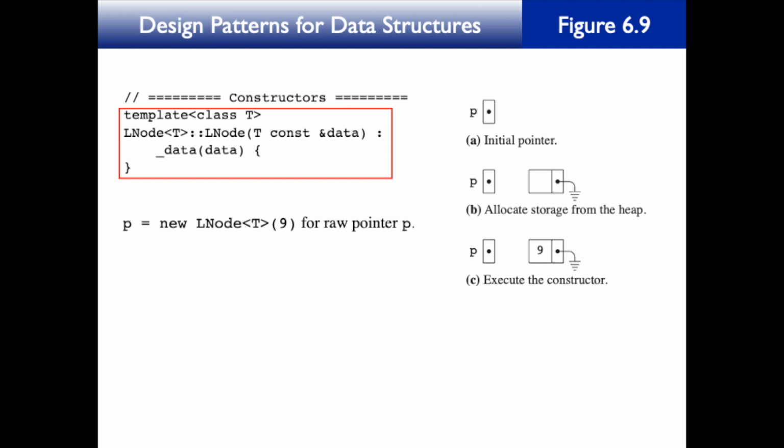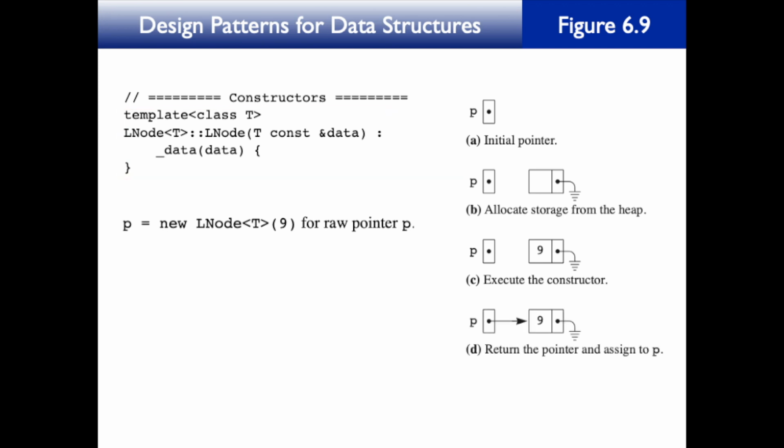And then the third thing that happened was it returns that pointer. But what happens when it returns the pointer? P gets that pointer. So in the next part of the figure, P points to the same thing that the returned pointer was pointing to. So we return the pointer and assign to P. So that's the action of the constructor for a node. Now, in this particular case, we did this sequence assuming that P is a raw pointer.